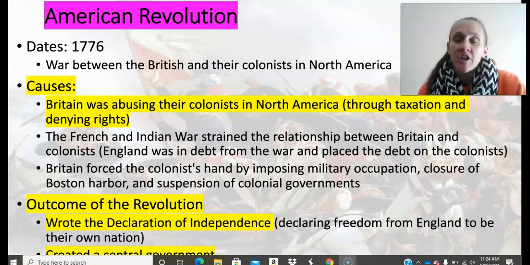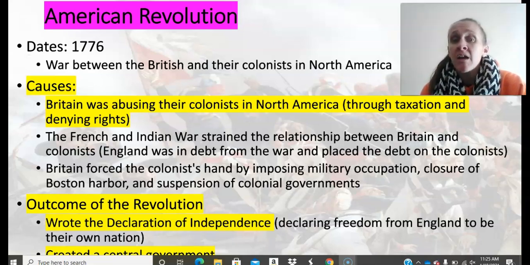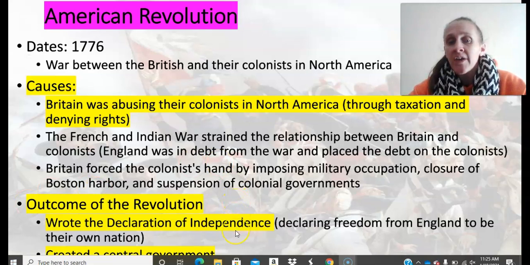The British send their troops over to the colonies and occupy the colonists' land, close the harbor so they can't trade with other countries, and then suspend their own government. So, the main cause is Britain is abusing the colonies in North America. They're treating them as petulant children and kind of abusing their control over them.